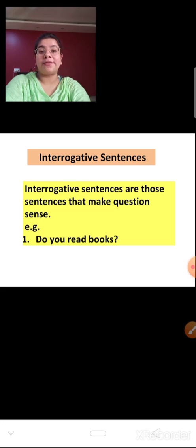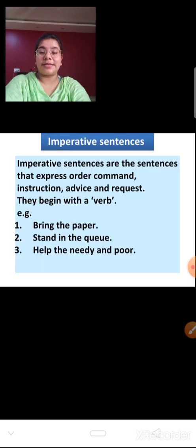Now move on to the next sentence, that is the interrogative sentence. From the name itself we get to know interrogative means question. Interrogative sentences are those sentences that make question sense. Where do you live? Do you read books? Do you eat chocolate? Do you eat this? Do you love games? So all these questions are interrogative sentences. Remember this, in interrogative sentences we ask questions. Any question is an interrogative sentence. I hope you understand this.